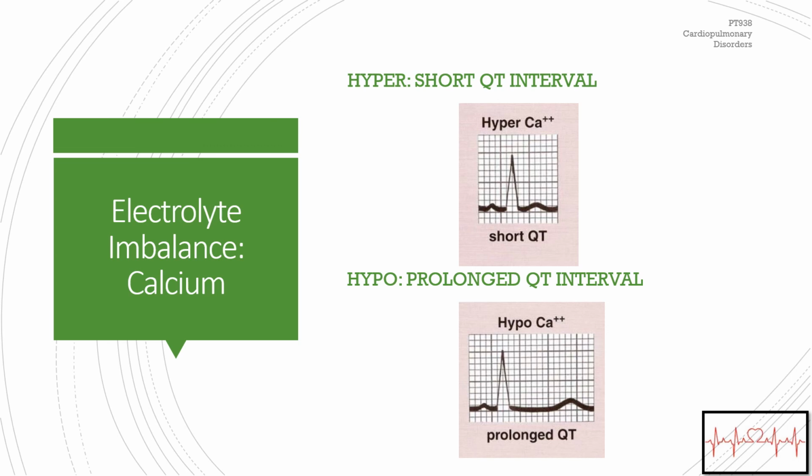So you can see this here in hypercalcemia. Let me get to a pointer, sorry. In hypercalcemia, we end up with this really short Q to T. It gets short, and so we're repolarizing and depolarizing too quickly. And in hypocalcemia, we get this prolonged QT interval. So here's our Q, our S, and T's way over here.